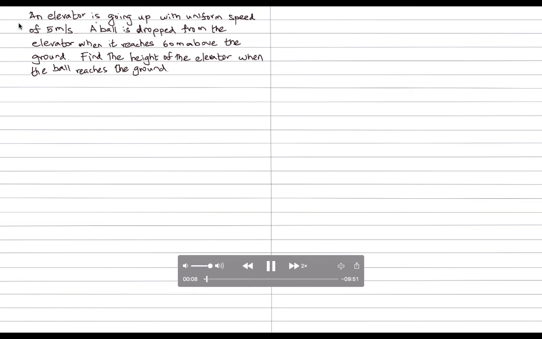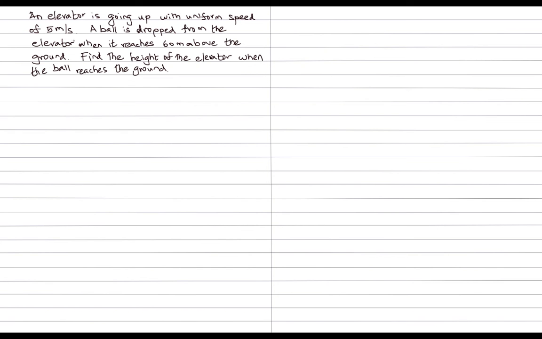Students, let us solve this problem. An elevator is going up with a uniform speed of 5 meters per second. A ball is dropped from the elevator when it reaches 60 meters above the ground. Find the height of the elevator when the ball reaches the ground.